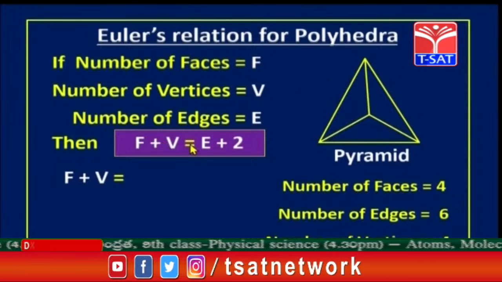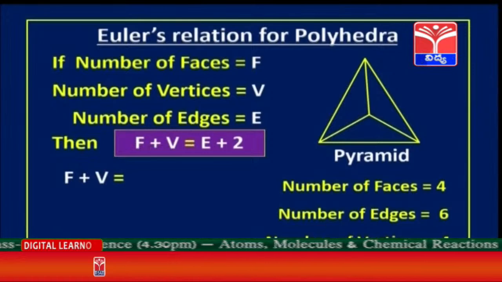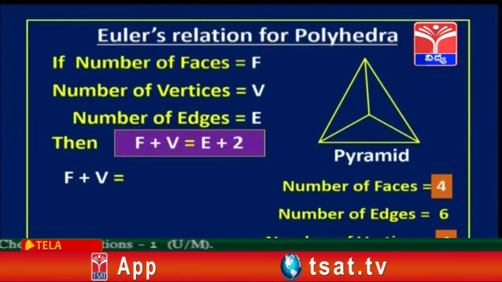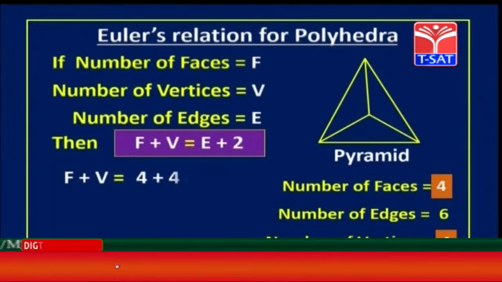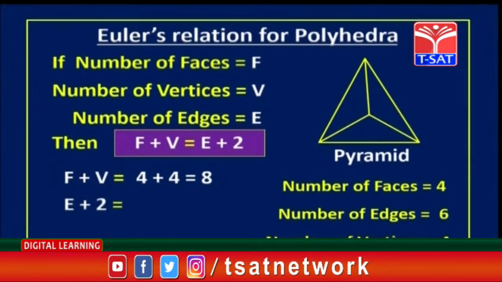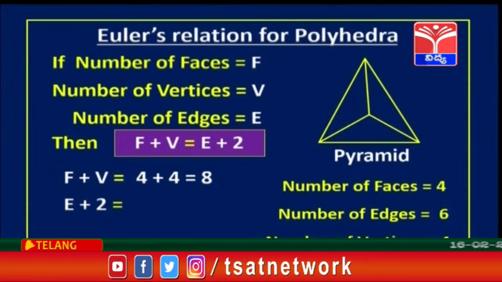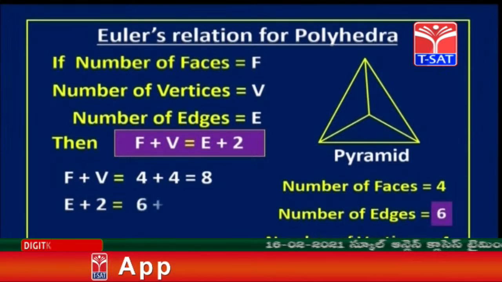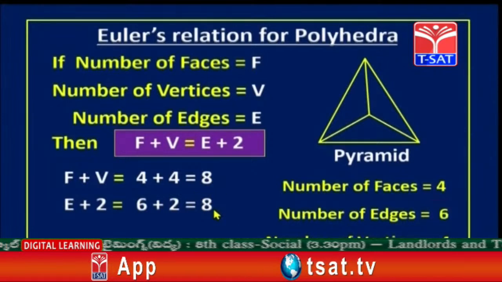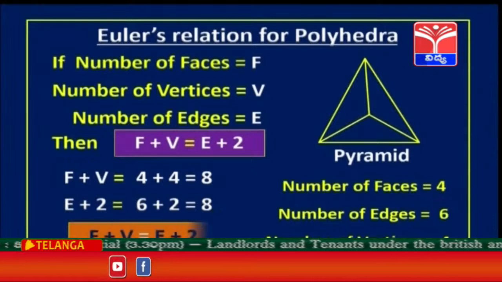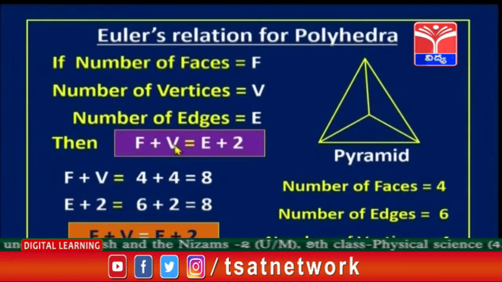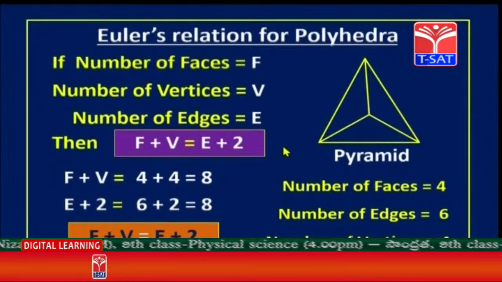Now what I am doing, children? Yes, I am finding first the LHS. What is LHS here? Yes, it is f plus v. So 4 plus 4, which is equal to 8. Now what is RHS? Yes, it is e plus 2. What is the number of edges? Yes, it is 6. So 6 plus 2, which is also equal to 8. Children, are we getting the same value in both the cases? Yes. Now can you say that Euler's relation is satisfied or not for this polyhedron? Yes, Euler's relation is satisfied. What is Euler's relation, children? Yes, it is f plus v equals e plus 2.